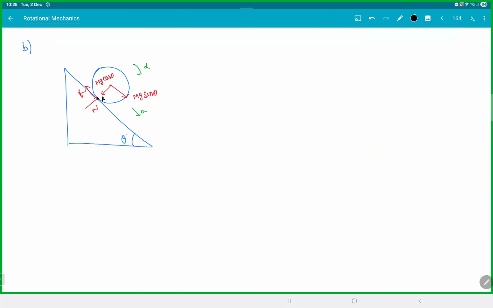Take this point A. The torque about A will be mg sin theta R is equal to I about A alpha. Now it is given this is a solid cylinder. So for a solid cylinder, moment of inertia is mR square by 2 plus mR square, that is 3mR square by 2, times alpha. Alpha will be 2g sin theta by 3R. Acceleration will be 2 by 3 g sin theta.